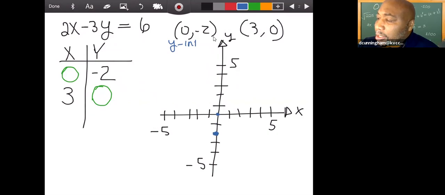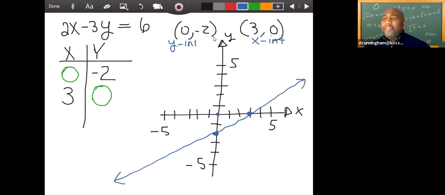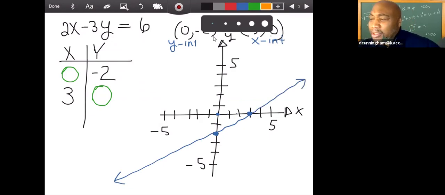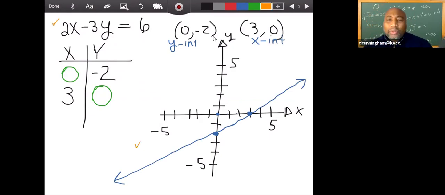Now 3, 0, let's start at the origin. We go over 3, 1, 2, 3, 0. We don't go up or down. We stay right there. So this is 3, 0. That is on the x-axis because it crosses the x-axis. This is the x-intercept. Then we'll connect the dots, draw that arrow, and that is the graph of 2x minus 3y equal to 6.